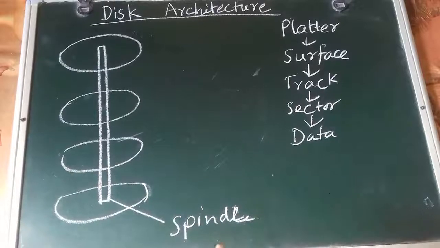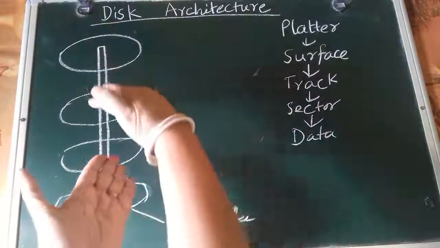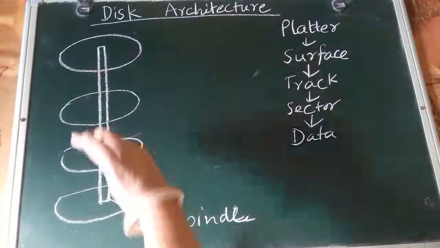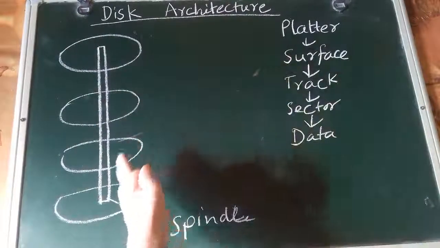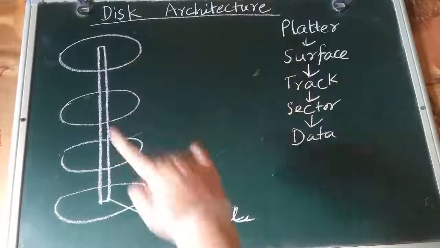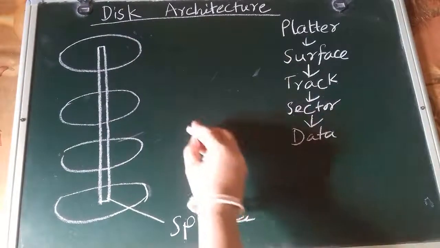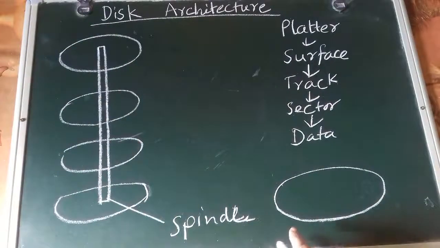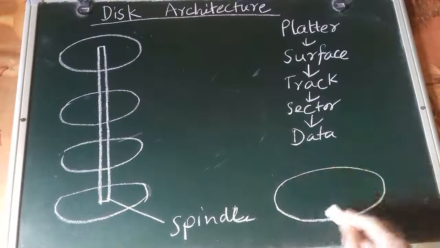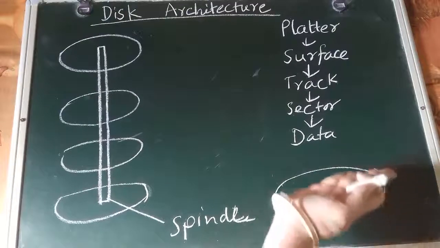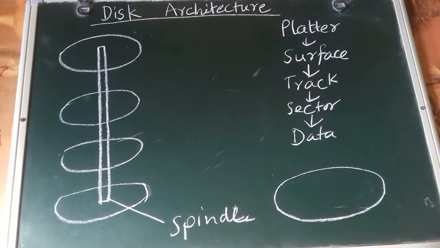In real life, when we see the disk, all these 4 platters are very compact to each other. We cannot see them separately like that. Here, for easy understanding, we have drawn it with some gaps. So this is a platter whose both sides we can write on. If I take this as an individual platter, in the upper side we can do read write operation, and the lower side also, both upper and lower sides, we can do read write operation.